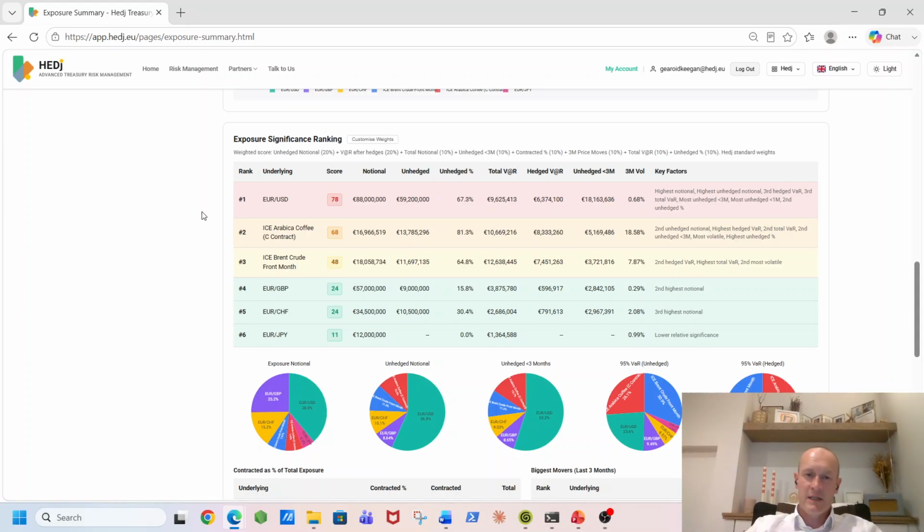And it doesn't just look at what your biggest exposures are. So we have a weighting, but again, customer could design this themselves. It takes into account the notional, the unhedged notional, the value at risk, unhedged notional for trades coming up to maturity immediately, which could cause a liquidity problem. And then what exposures are actually contracted versus maybe less certain forecasted or expected exposures, which exposures moved the most in the last 3 months, etc. So it combines all those, gives each of them a score and ranks them.